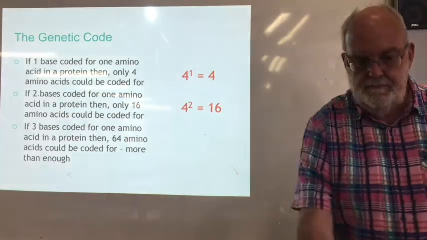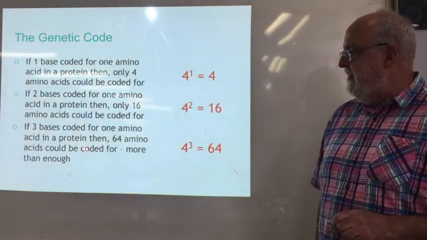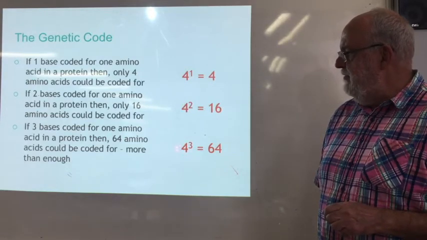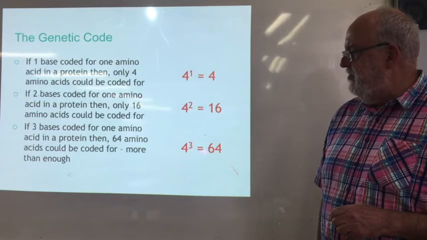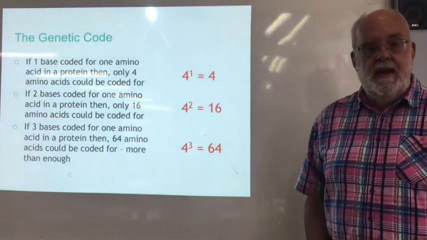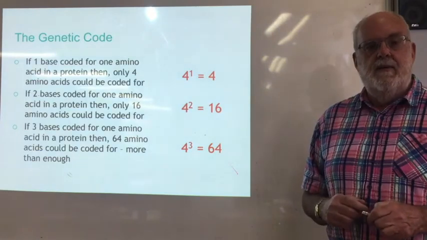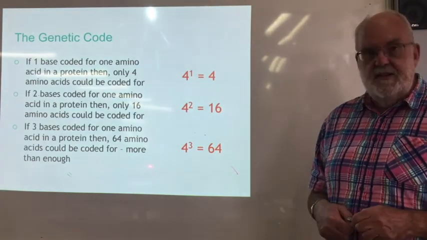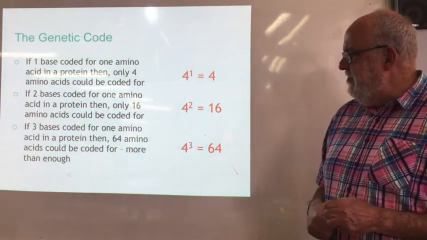So finally, if we look at 3 bases coding for one amino acid, there they are. Remember, the 4 represents the 4 bases. So the number of amino acids that are possible is 4 to the power of 3, which is 64. Far more than we need. But that's actually quite useful because most amino acids are actually coded for by more than one sequence of bases. And we'll come on to that later. So this is the most efficient way.